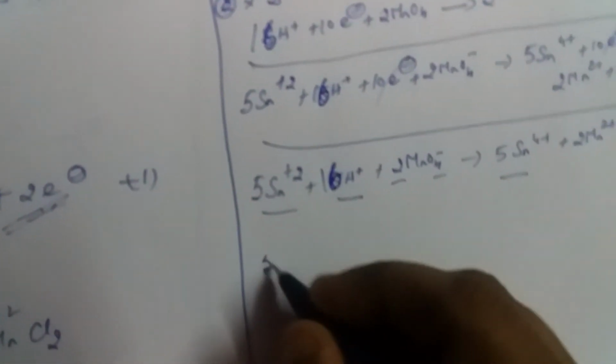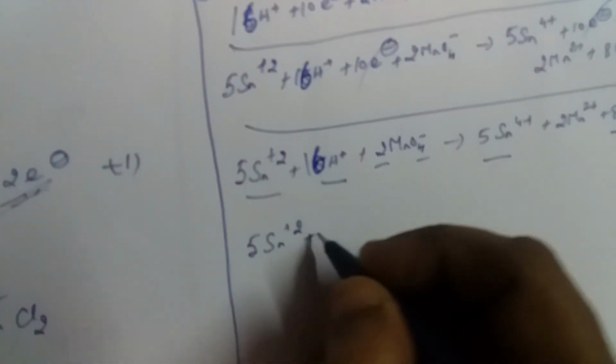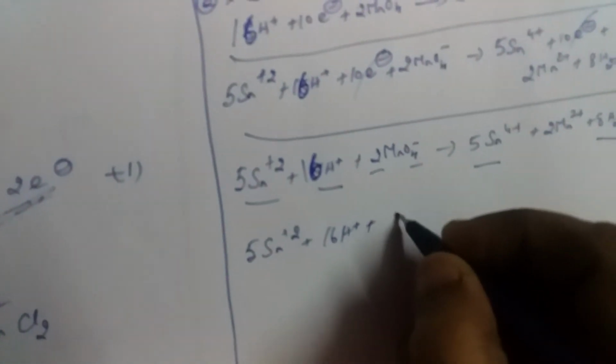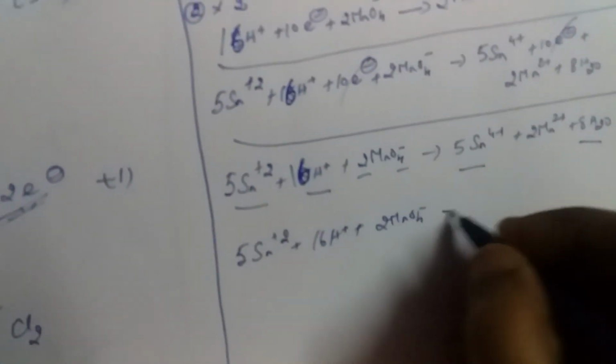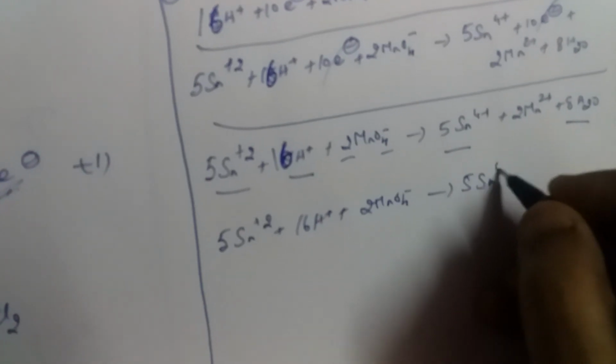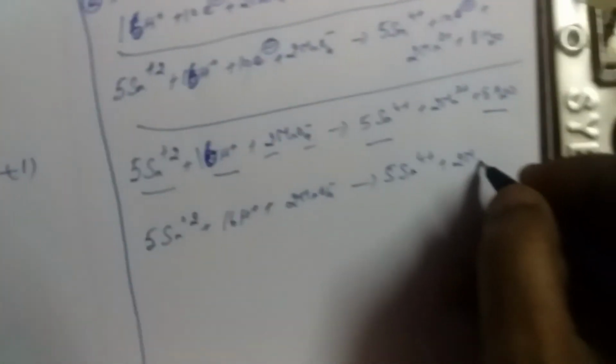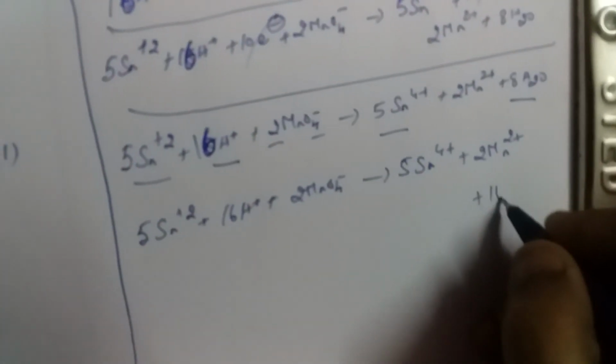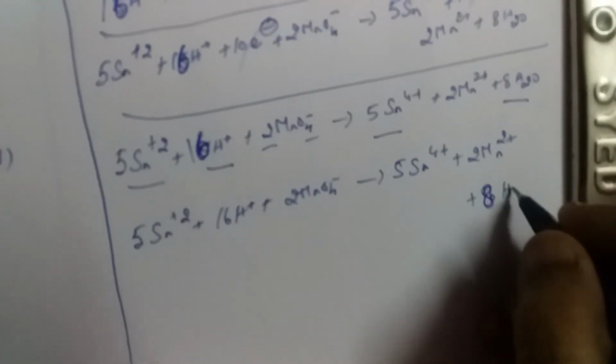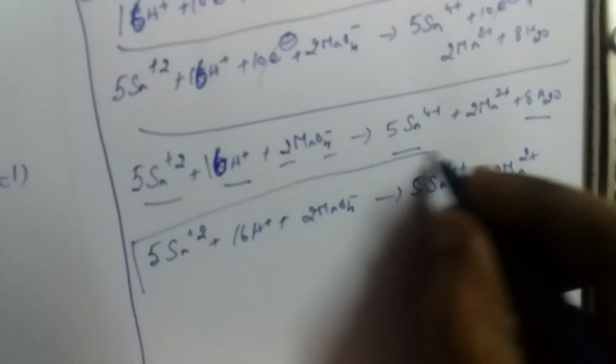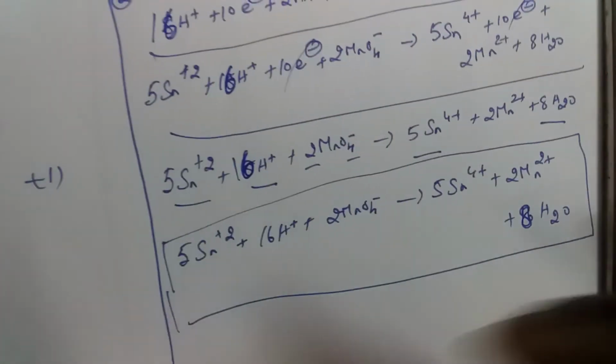Therefore the balanced equation is 5 Sn2 plus plus 16H plus plus 2 MnO4 minus gives 5 Sn4 plus plus 2 Mn2 plus plus 8H2O. This is the balanced equation by the ion electron method.